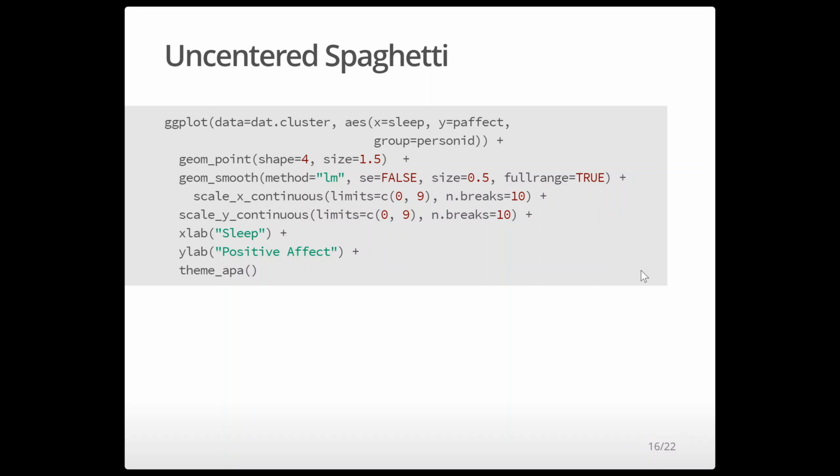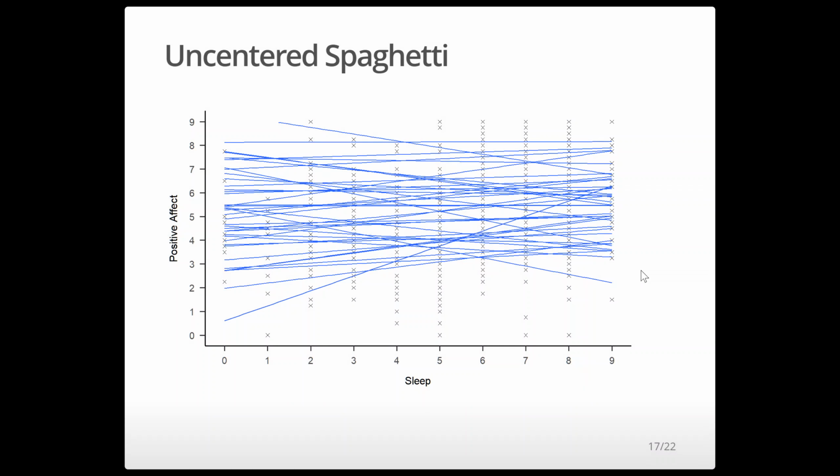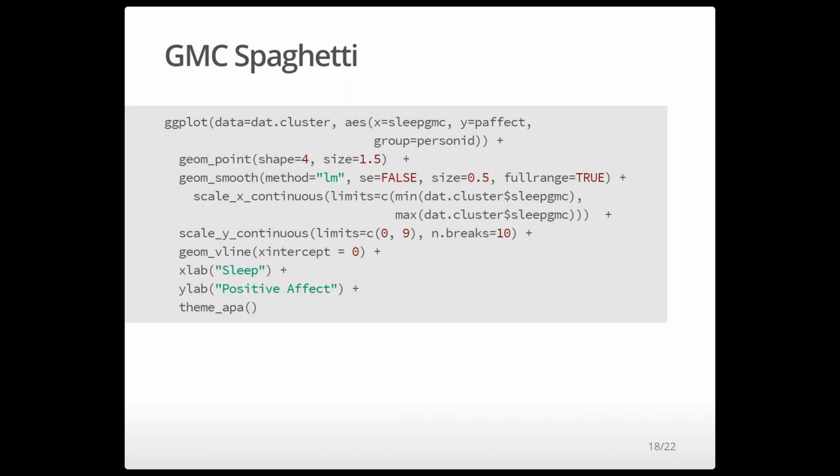So first we'll look at the uncentered spaghetti plot, and this is the same plot that we looked at last week. We see again the random slopes for different participants, for the same 40 participants that we saw last week. And again, this is the uncentered model. Now let's look at the grand mean centered model.